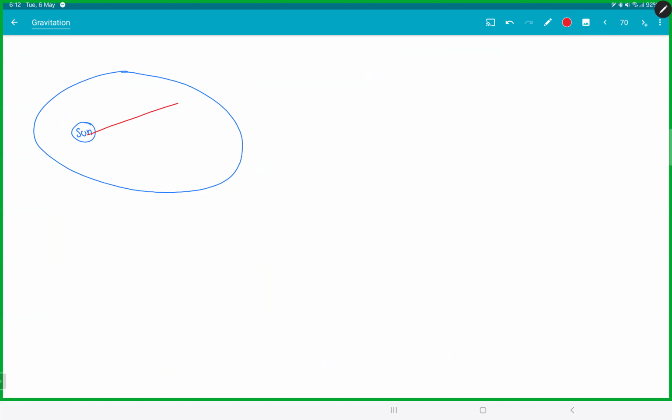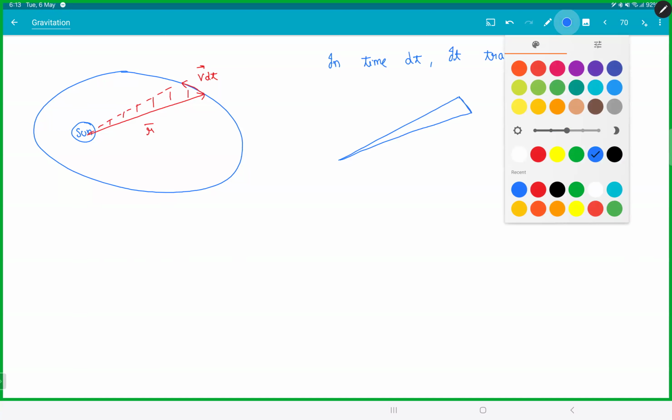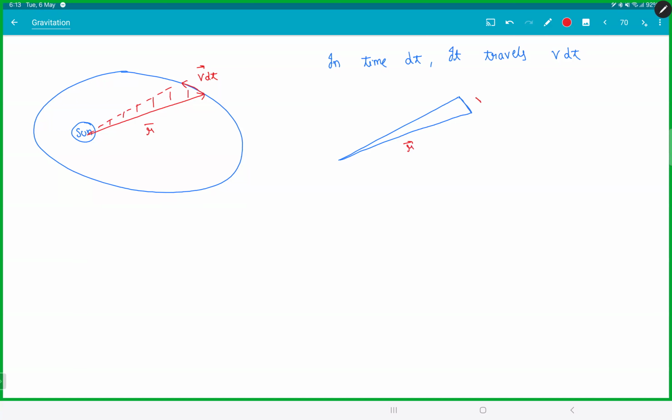Let's say somewhere in the middle, this is your r bar. The particle is going with some velocity v bar. So in small time dt, it travels v bar dt. So we get a small sector like this. Now what we got is kind of a thin triangle, where this is r bar and this is v bar dt.